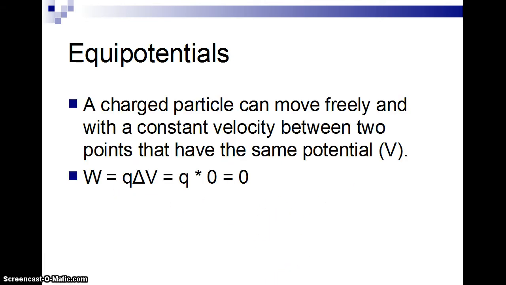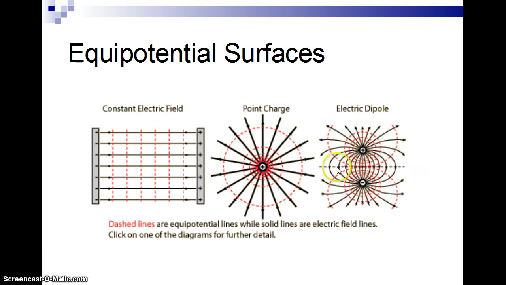Now, last thing I want to talk about for this lecture is equipotentials. An equipotential is basically 2 points that have an equal potential. You're moving along a specific path where there's no change. The change in voltage, the change in potential, is 0. Q times 0 is just 0. So there's no work required to move it from one point to the other.